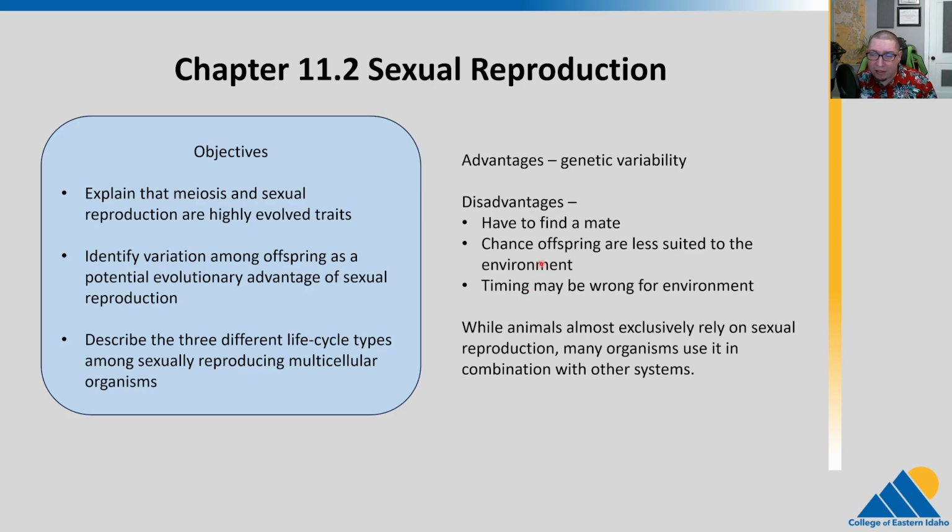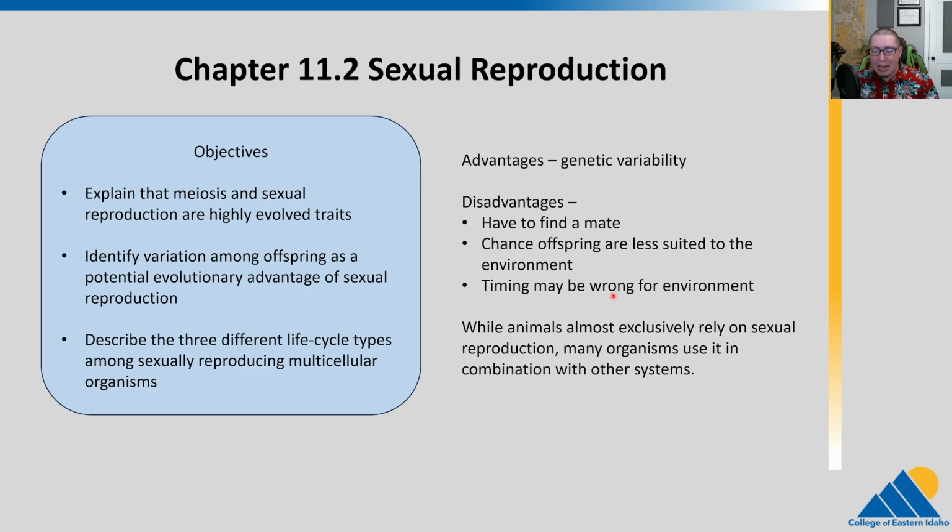There is a chance that your offspring, the result of this genetic variability, are less suited to the environment and will be selected against. So you think about a bacteria that's growing along. If it has a mutation that allows it to grow well, it's going to pass that on to all of its offspring because it's reproducing clonally. If you're a sexually reproducing organism, you're throwing stuff out there and seeing what sticks, so to say. So there's a chance that your offspring are less suited to the environment.